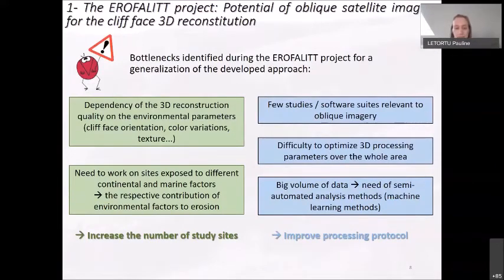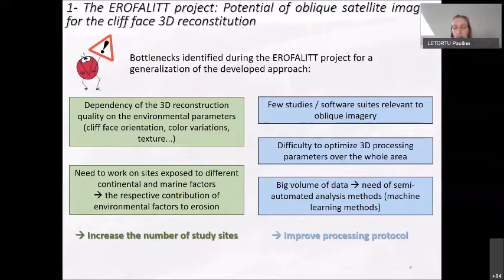The Aerophalid project has allowed us to identify bottlenecks for generalization of the developed approach. The Aerophalid project has highlighted the dependency of the 3D reconstruction quality on the environmental parameters, cliff face orientation, color variation, the need to work on sites exposed to different continental and marine factors to better identify the respective contribution of environmental factors to erosion. To better understand these issues, we propose to increase the number of study sites.